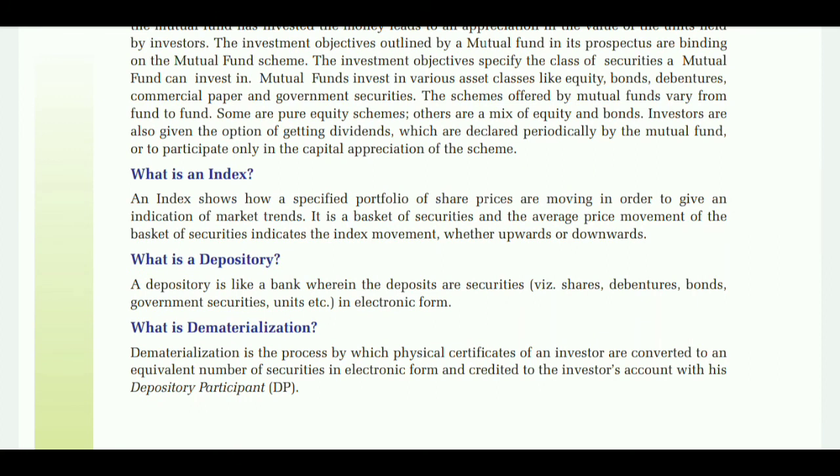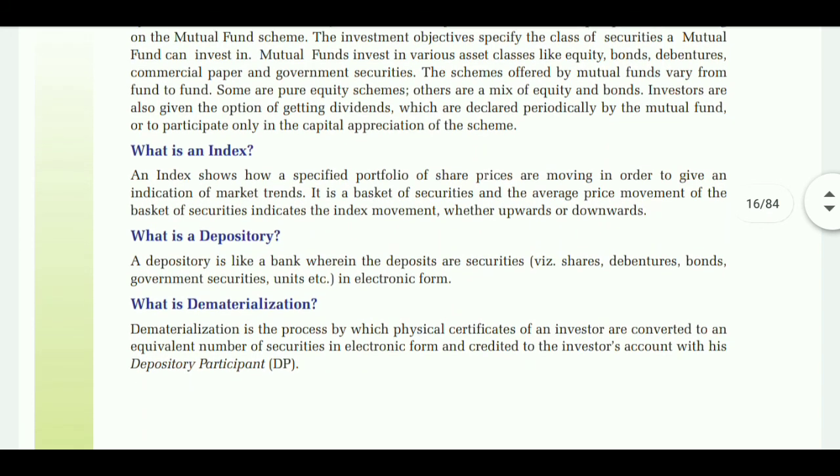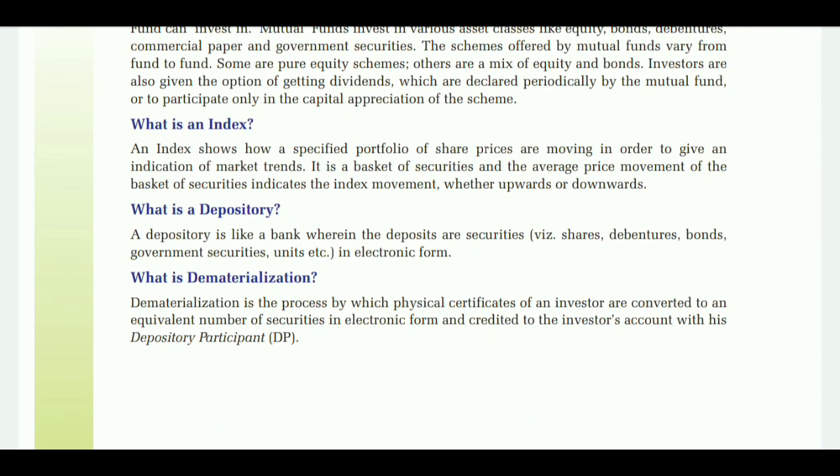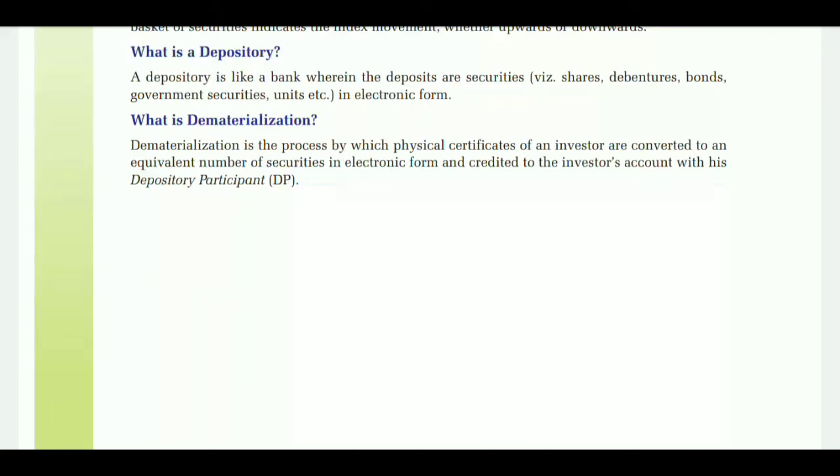What is a depository? A depository is like a bank wherein the deposits are securities, with shares, debentures, bonds, government securities, units, etc. in electronic form. What is dematerialization? Dematerialization is the process by which physical certificates of an investor are converted to an equivalent number of securities in electronic form and credited to the investor's account with his depository participant, DP.